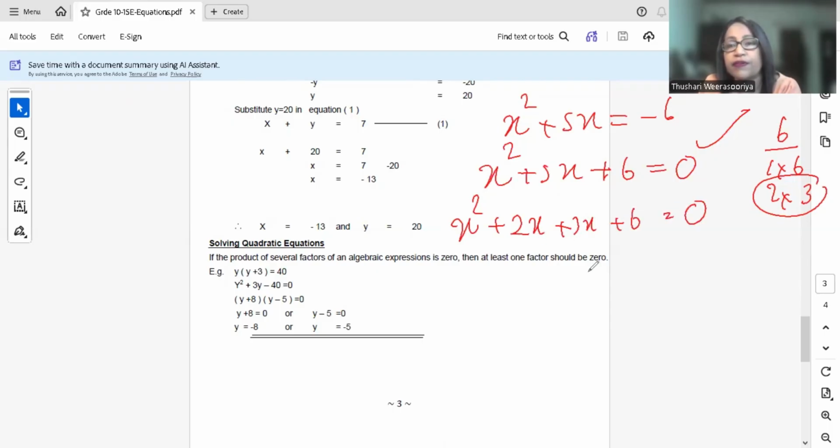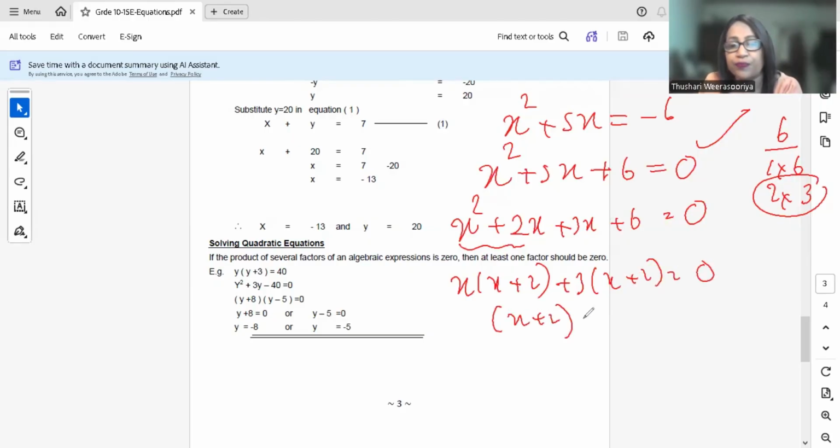What is the matching one? 2 and 3. Right? Then you can write x squared. Now, if you don't know the factorization lesson, this lesson also will be very difficult. Right? Okay, then you can consider these two. You have to show the steps. x plus 2, x plus 3 equals 0. Got it? There. Now you factorize.